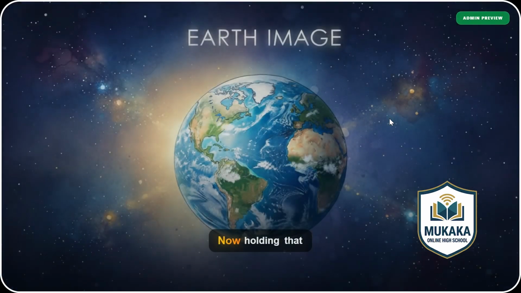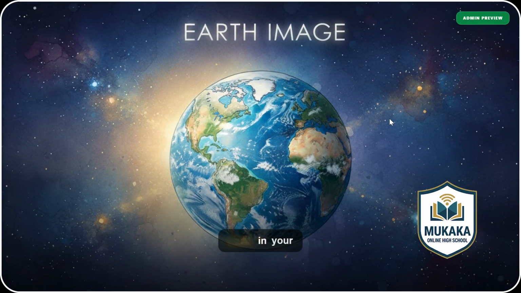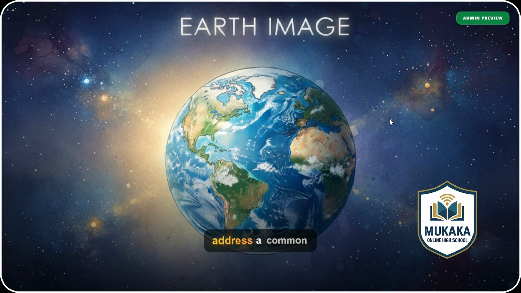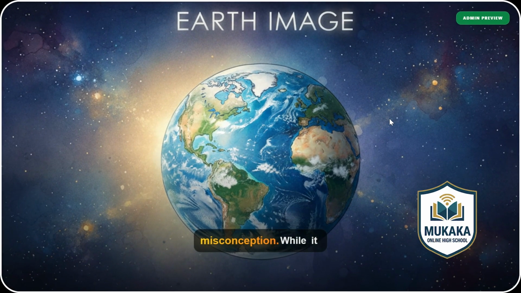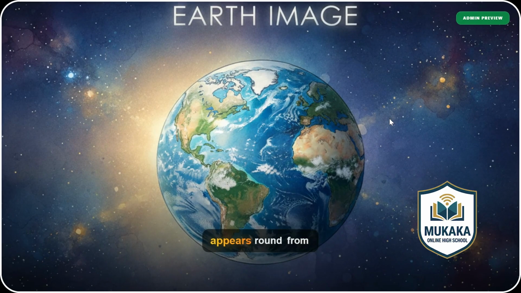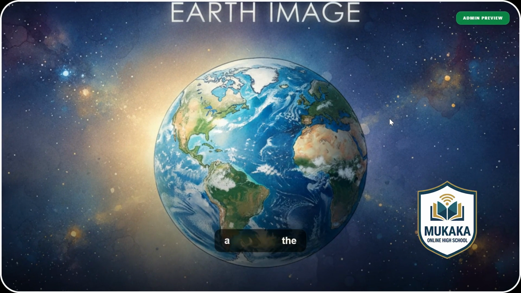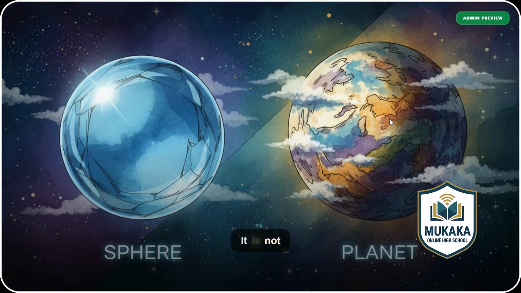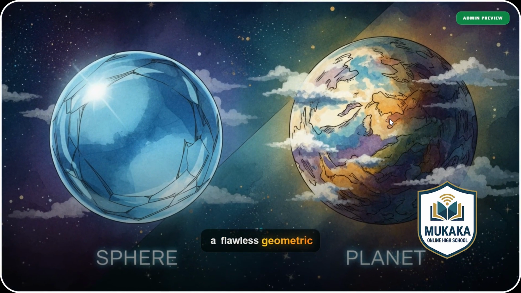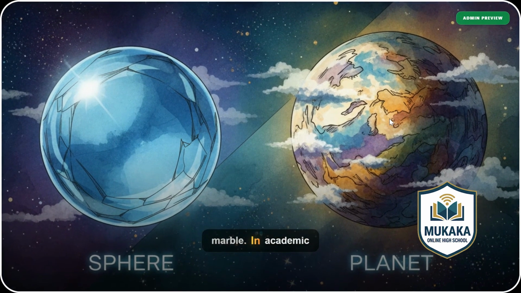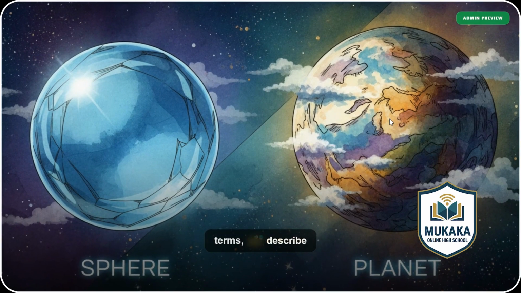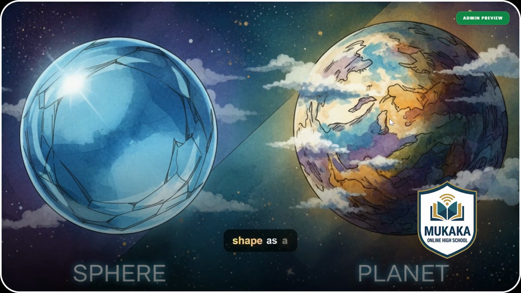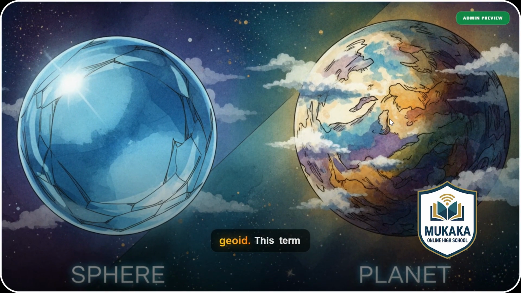Now, holding that image of the Earth in your mind, we must address a common misconception. While it appears round from a distance, the Earth is not a perfect sphere. It is not a flawless geometric ball like a marble. In academic terms, we describe the Earth's unique shape as a geoid. This term literally translates to Earth-shaped.